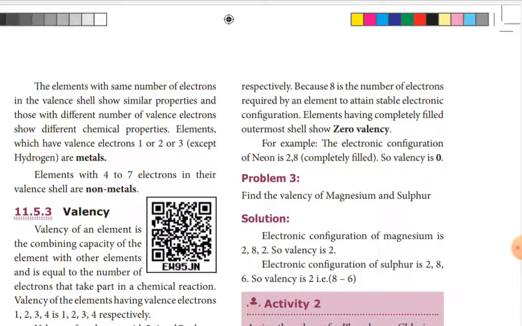And normally non-metals have 4 to 7 electrons in the valence shell. Carbon has 4 electrons in the valence shell, and similarly chlorine has 7 electrons in the outermost shell. So depending upon the number of electrons, we locate the electrons in the orbits or energy levels.